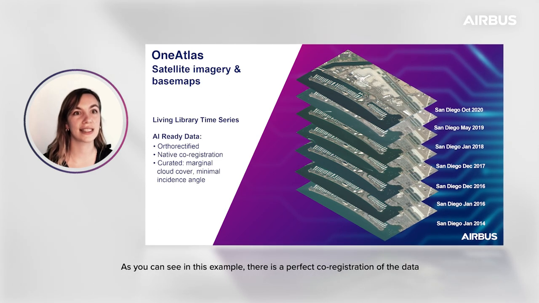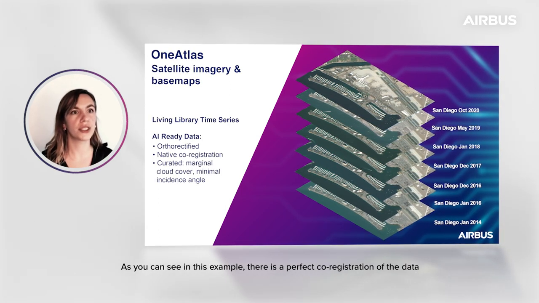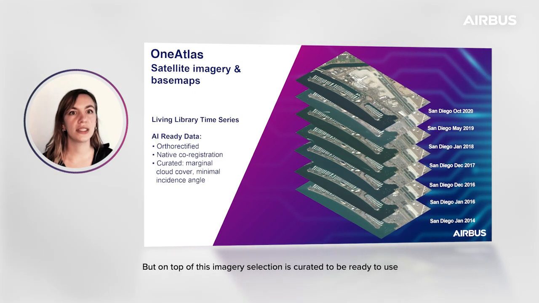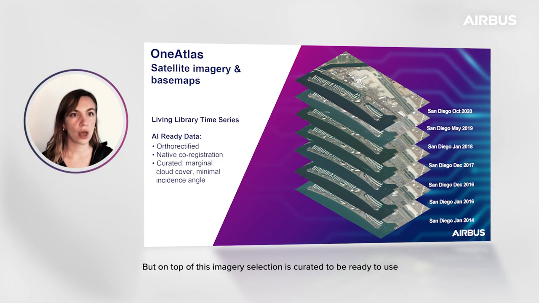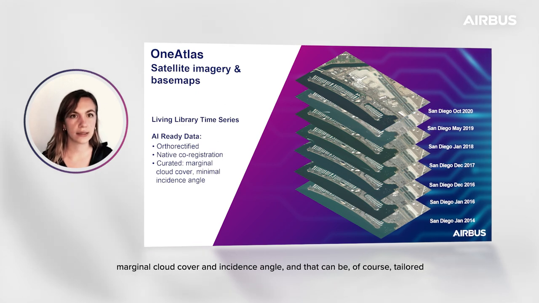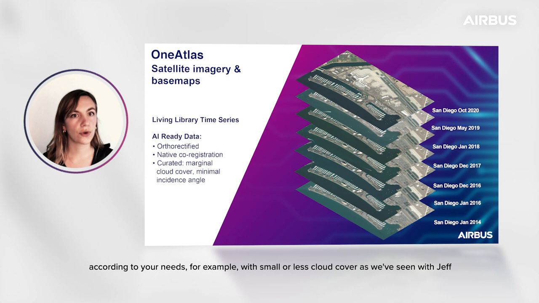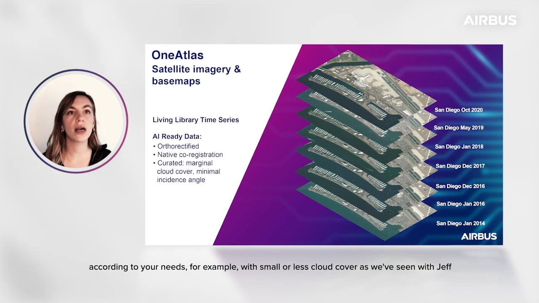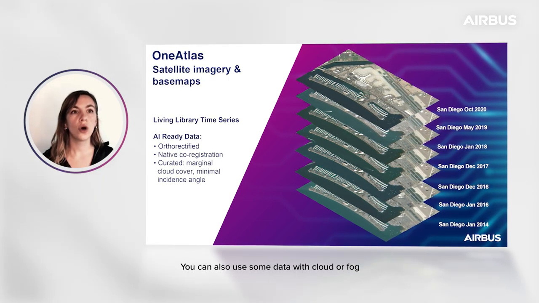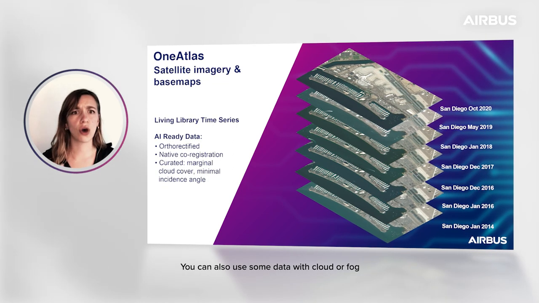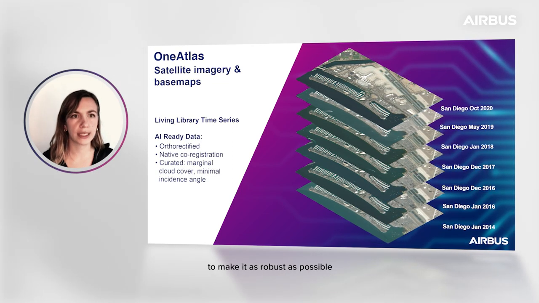As you can see in this example, there is a perfect co-registration of the data, but on top of this, the imagery selection is curated to be ready to use, with marginal cloud cover and incidence angle. And that can be, of course, tailored according to your needs. For example, with more or less cloud cover, as we've seen with Jeff, you can also use some data with clouds or fog to make it as robust as possible.